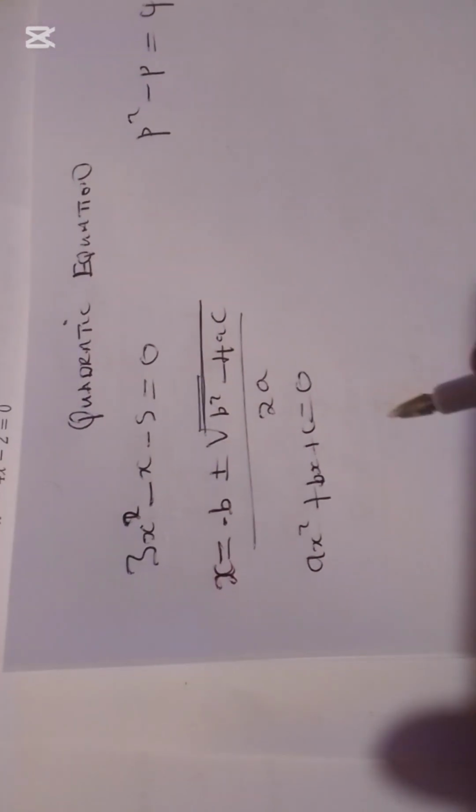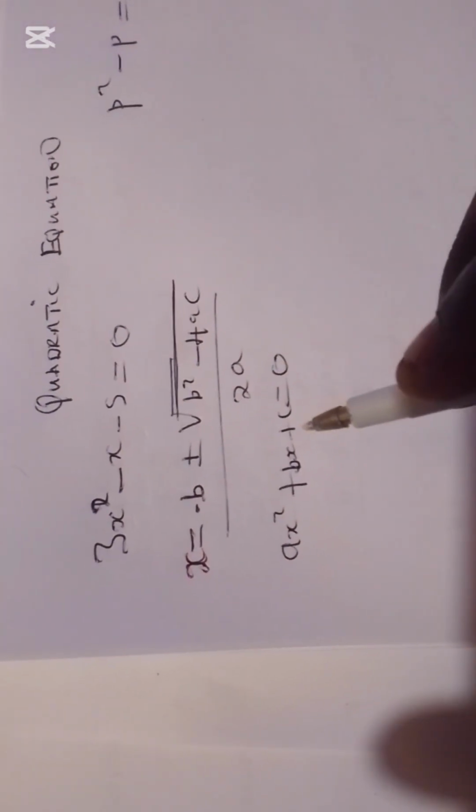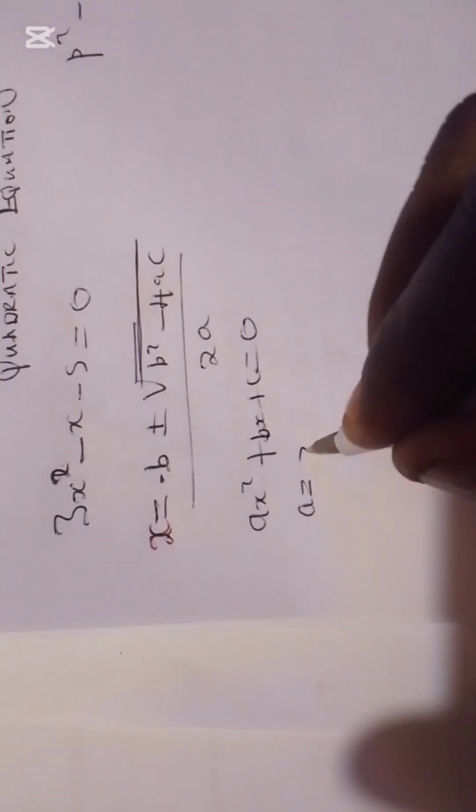Once you've noted that, ensure that your equation is in the format of ax squared plus bx plus c equals 0. If you check, our equation satisfies this. So we can go ahead and pick our a, b, and c from the equation given. a is always the coefficient of the squared letter. The squared letter is x, so a is 3. If it was just x squared, our a would have been 1. So a equals 3.